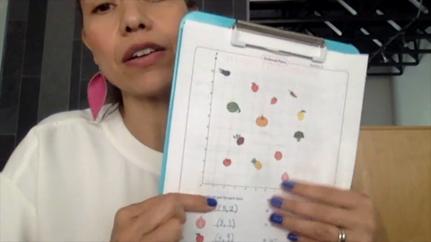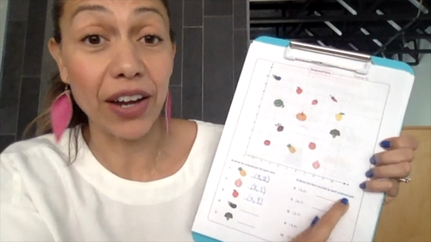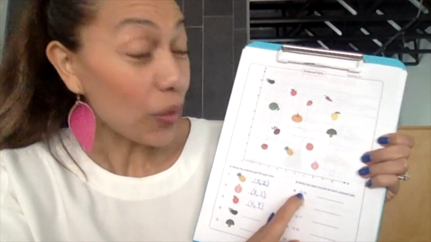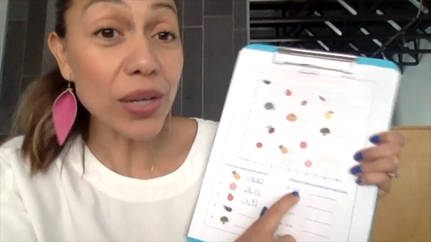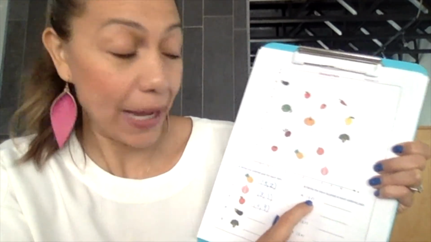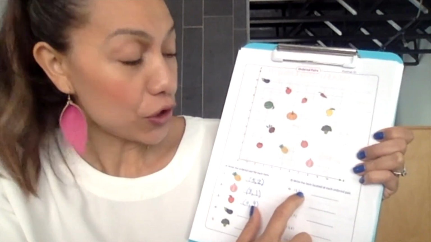Okay, now that we've located each one of those vegetables, now what we're going to do is we are going to write in here, right over here, it says write the item located at each ordered pair. So this time they are giving us the ordered pair, and we are going to locate what we find with those coordinates, okay? With that ordered pair. So the first one says 2, 2. What does that mean?